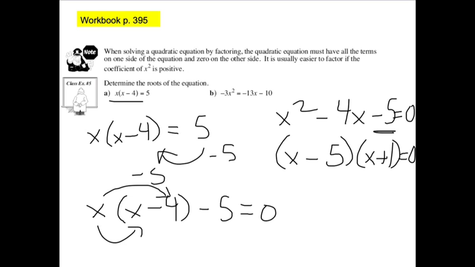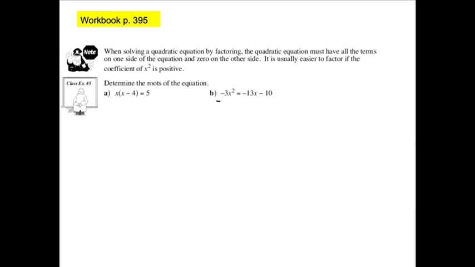Okay, so working the roots out, this one right here, well, x is going to have to equal 5 in order for that to be 0. This one right here, x is going to have to equal negative 1 for that to be 0 as well. So x is equal to 5 and negative 1.